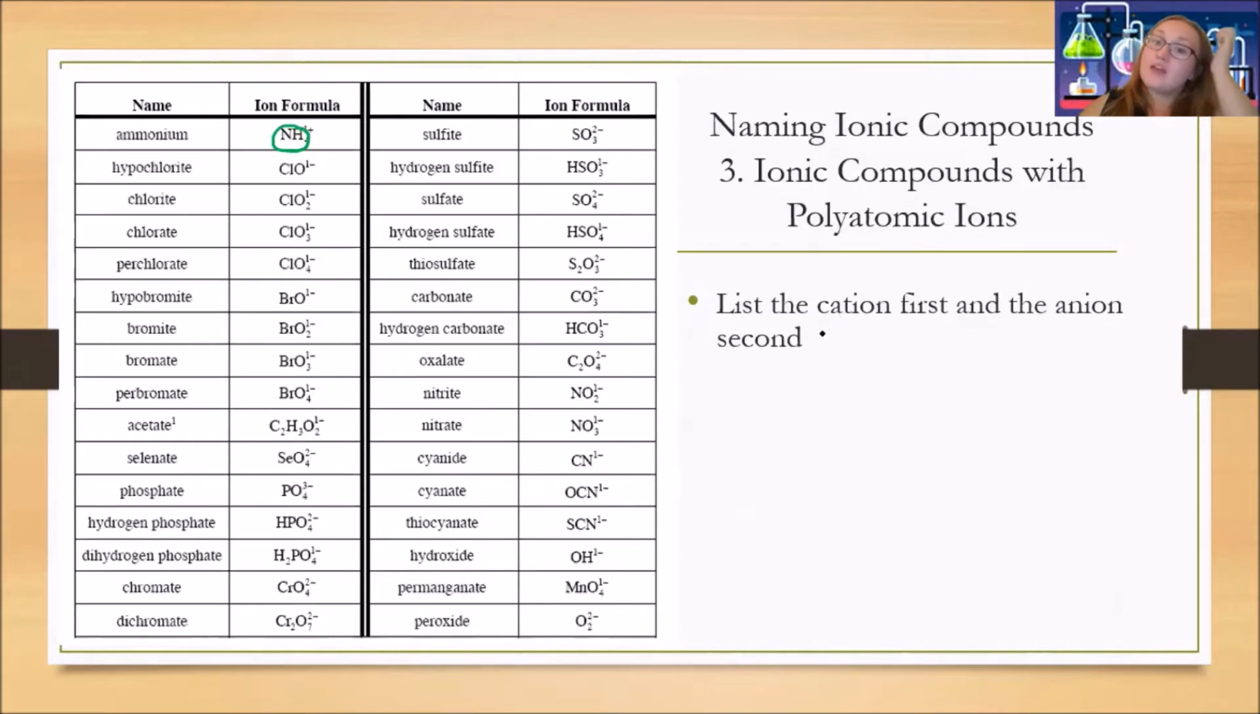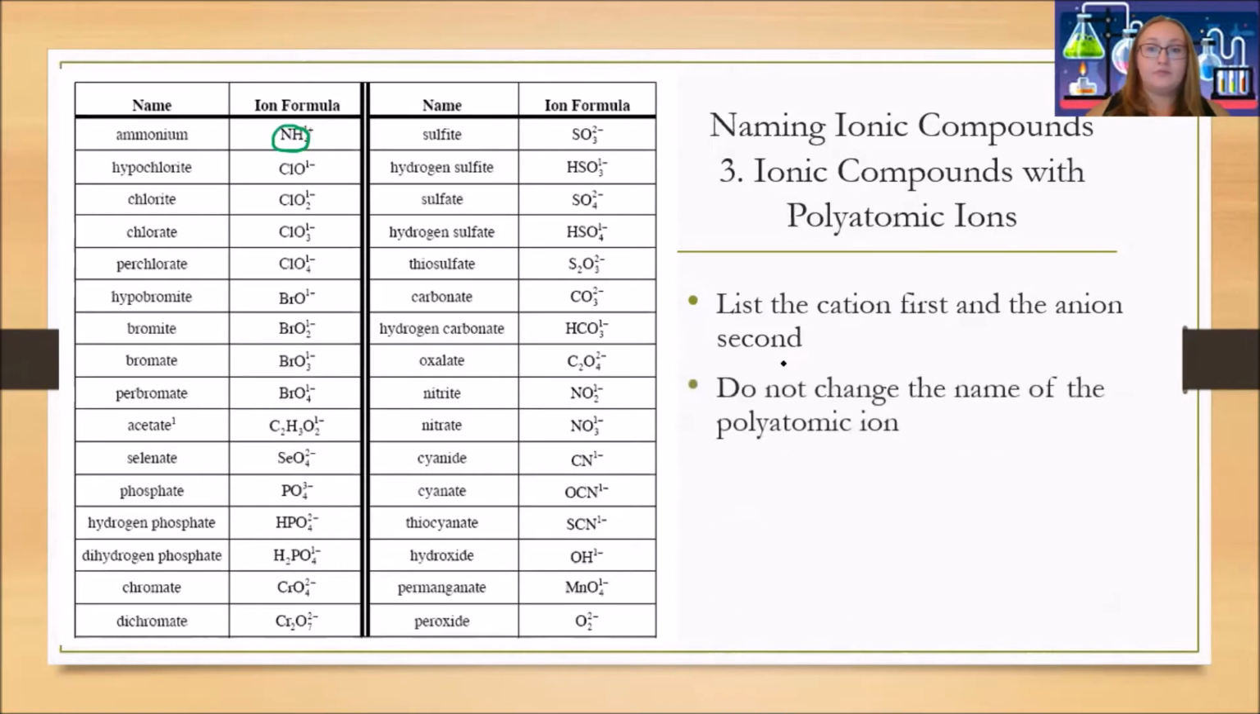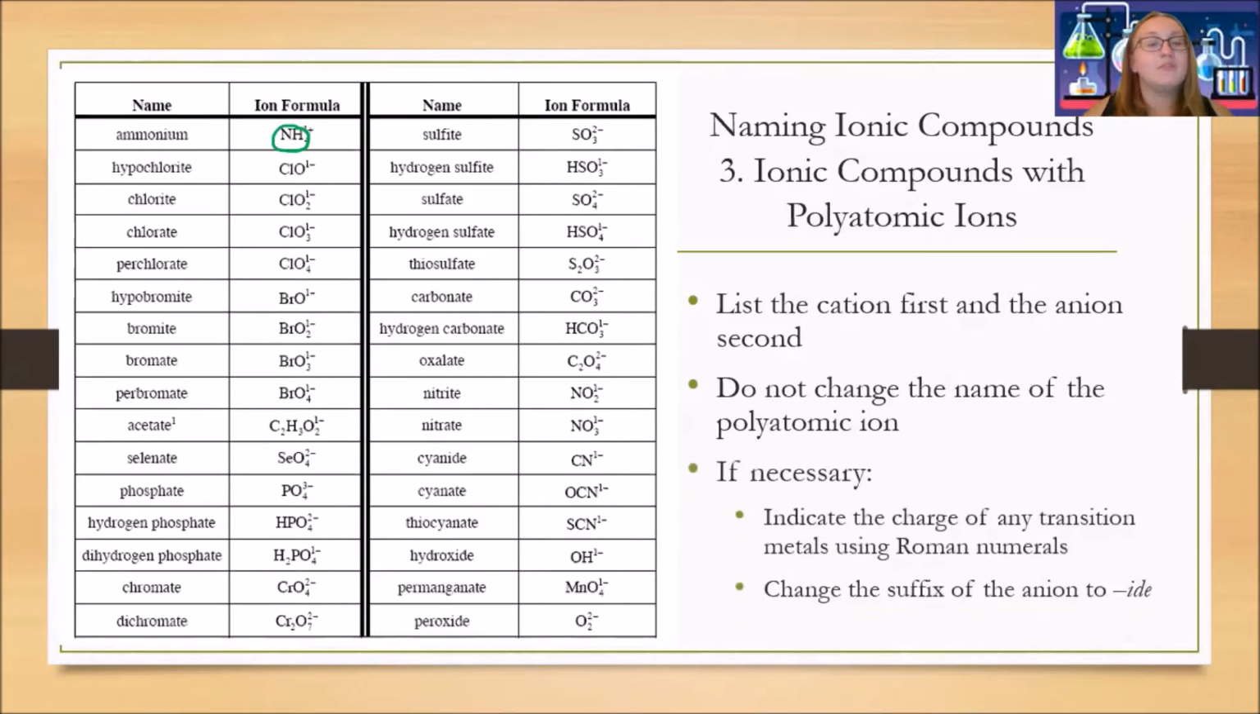The rules are that we list the cation first and the anion second. Don't change the name of the polyatomic ion. Leave it alone. We don't do anything with "-ide", just leave it alone. If necessary, indicate the charge of any transition metals using Roman numerals and change the suffix of the anion to "-ide".